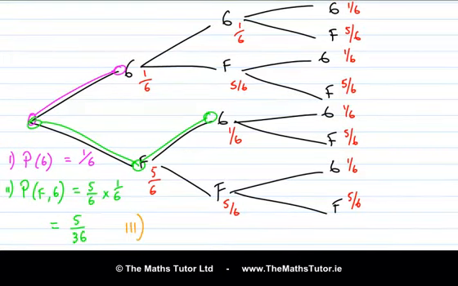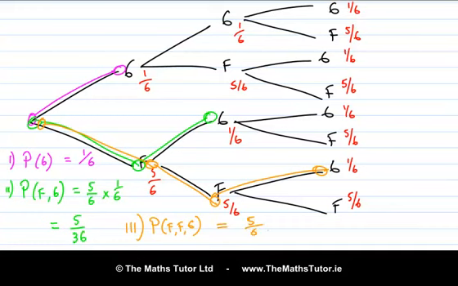Now for part 3, the probability of success on the third roll. Well, for that to happen, it means we must have failure, failure, and then a 6. Which means we must follow this branch, then this branch, and finally this branch. So 2 failures followed by a success. So the probability of that is 5/6 by 5/6 by 1/6, which is 25 over 216.